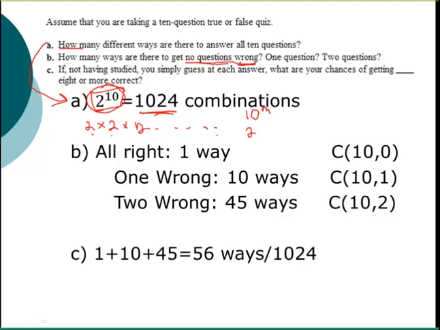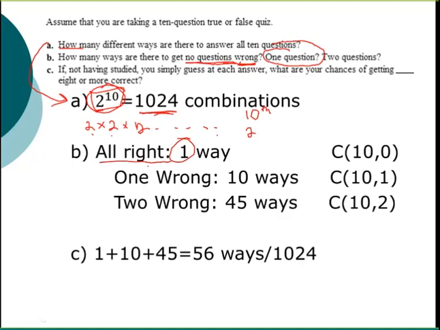No questions wrong, it's having them all right. There's only one way to get them all right, because if there were two ways, that doesn't make any sense. So there's one way to get it right, and then it asks how many ways are there to get one question wrong? Well, there's 10 different ways. How many ways to get one question wrong?